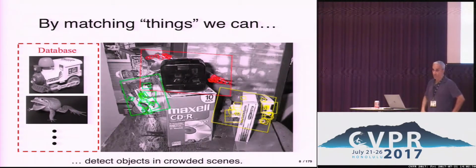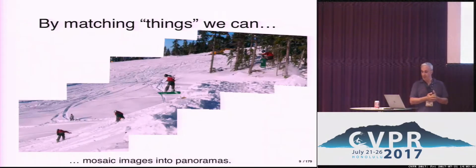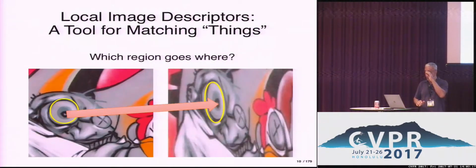Another thing that they've been used quite a bit is to detect objects in crowded scenes for the same reasons, because if you detect a few key points and miss the others, it's okay. You can still detect the object. And on a different theme, we all have cell phones in our pockets that can stitch images, and these typically use key points as well. So they are very useful, and they've been used extensively for the past 15 years.